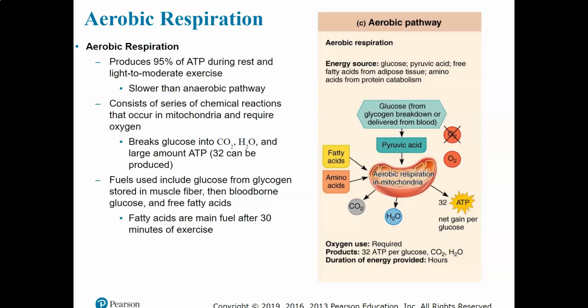We can also use glucose from the blood supply, and then after that, once we've used that up, free fatty acids can be used for energy. Fatty acids can be converted into acetyl-CoA that can be dropped right into the Krebs cycle or the citric acid cycle in order to produce more ATP.